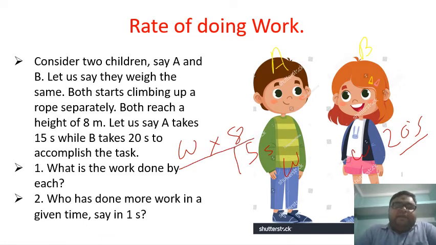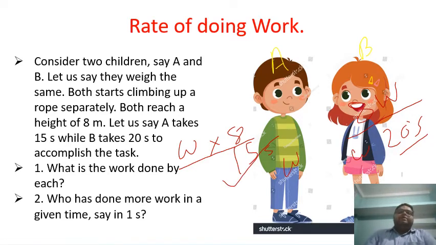So we will divide it by the time taken. For A, it is 15 seconds, and for B, it will be 20 seconds, right? So we can see here that A has done work faster. A has done more work in 1 second. So that is the rate of doing work. By the rate of doing work, we mean work divided by time.